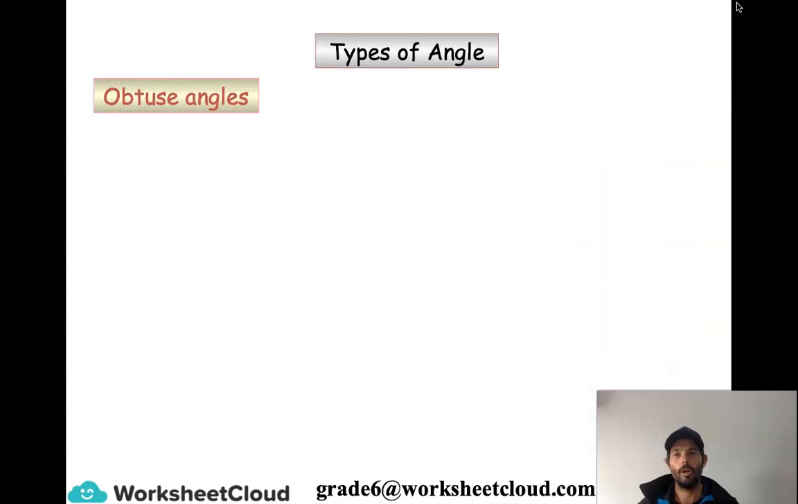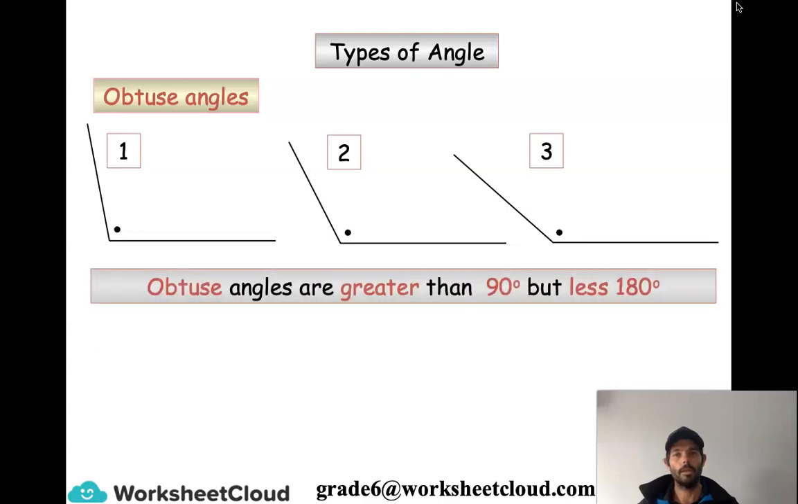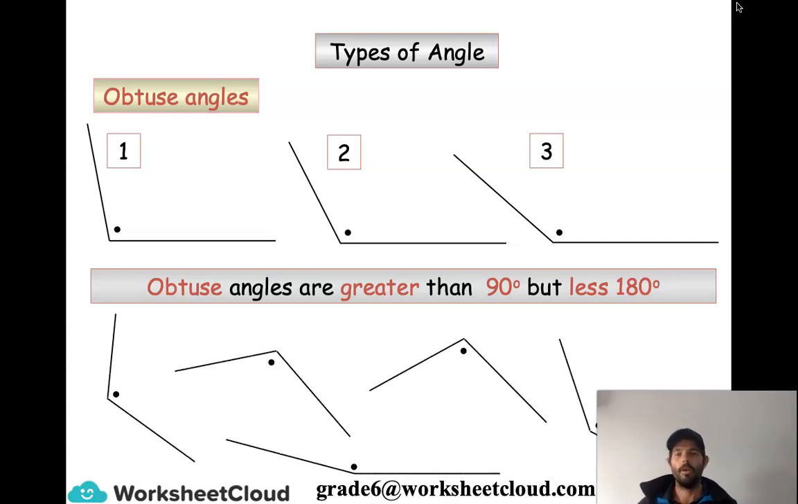Then we get onto obtuse angles, and obtuse angles are greater than 90 degrees. These are some examples of obtuse angles that are greater than 90 degrees, but they are less than 180. So those obtuse angles are between 90 and 180, and there are some examples of obtuse angles at the bottom of your screen.